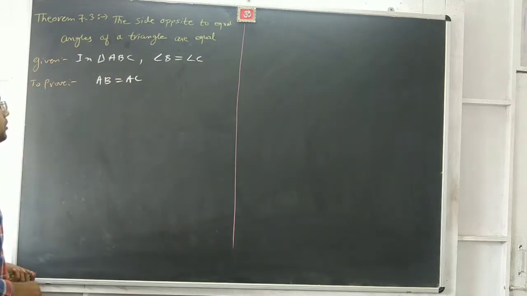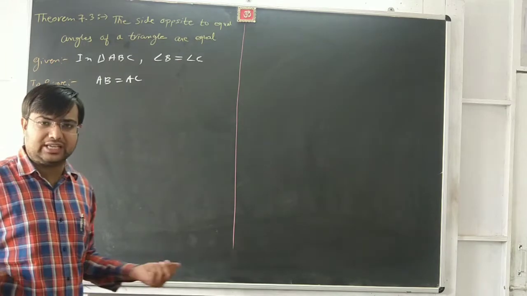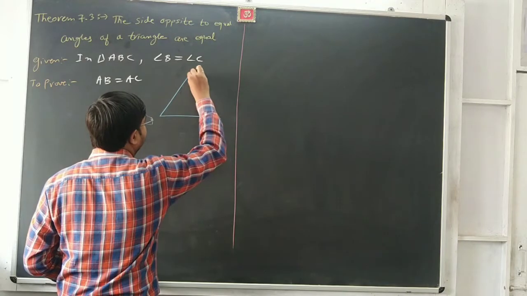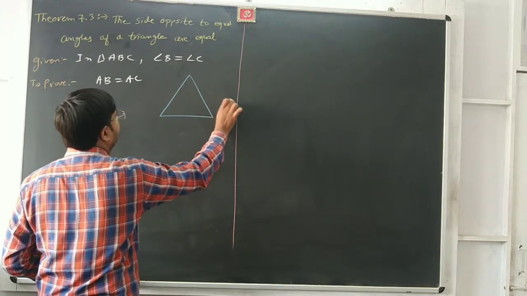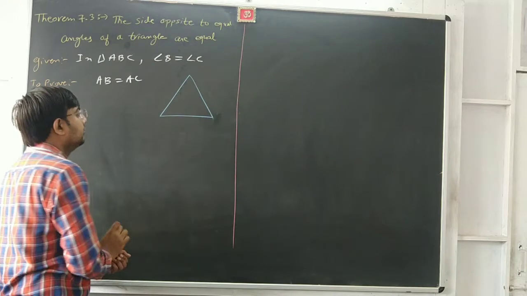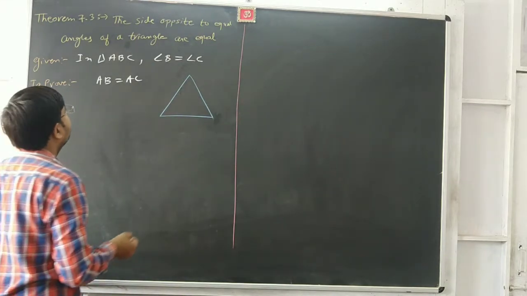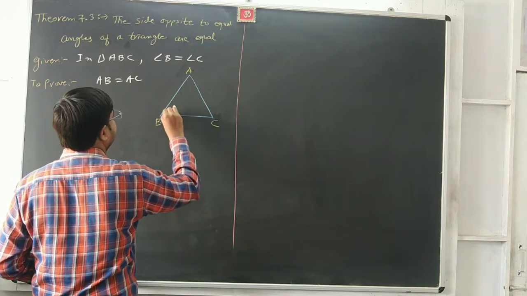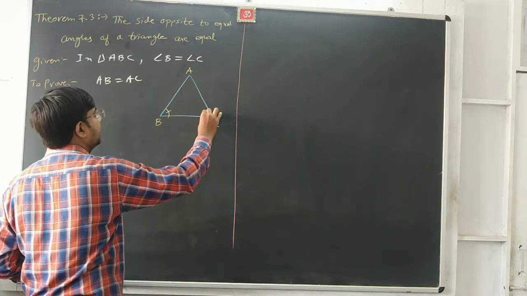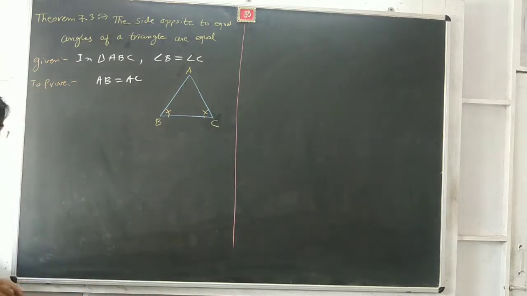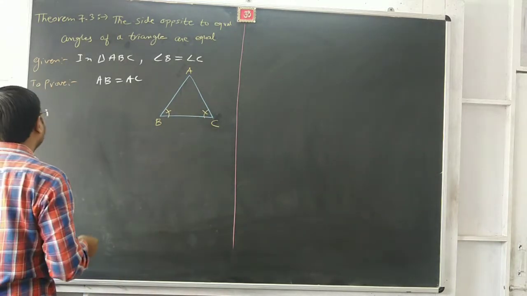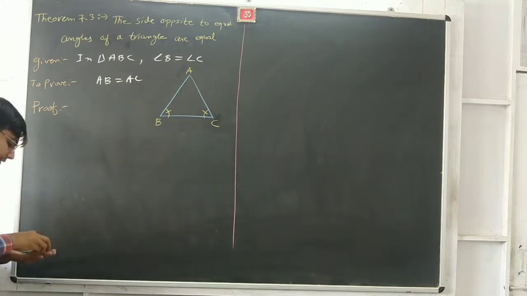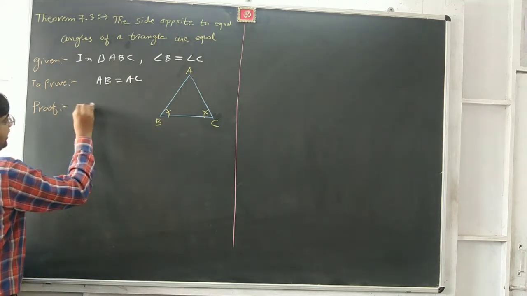Okay. So first I can draw the triangle. So this is our triangle. Here is the triangle A, B and C. Here this angle and this angle both are same, B and C are the same. Okay? We have to go into the proof. First of all, I will write in triangle ABC.